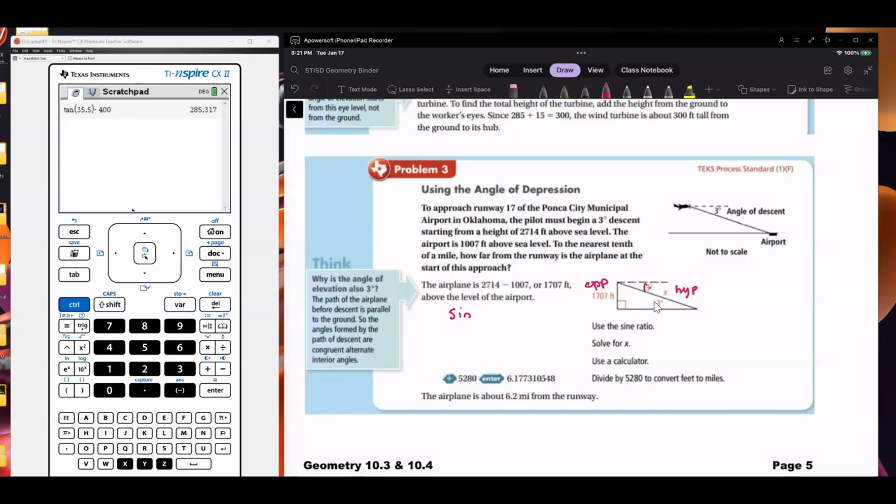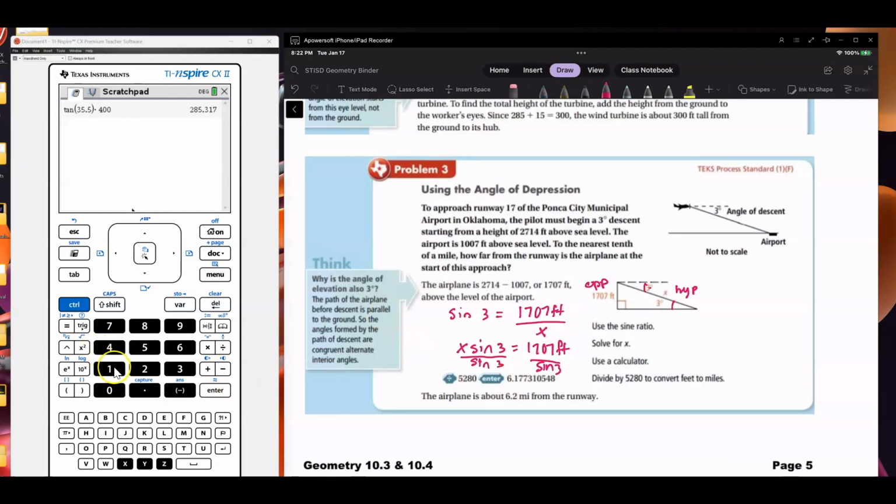Remember that these two angles are congruent because alternate interior angles are congruent. So this is going to be sine of 3 equals opposite, which is 1,707 feet, divided by x. We're going to have to do some algebra. We have opposite over hypotenuse, so it's x times the sine of 3 equals 1,707 feet. Then the next step is to divide by sine of 3. So we had to do some extra steps.